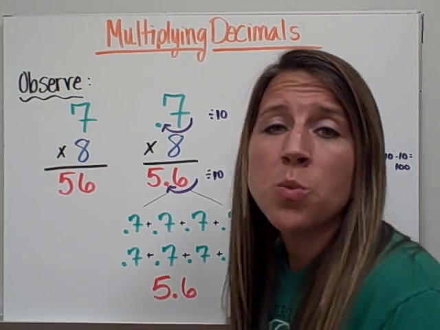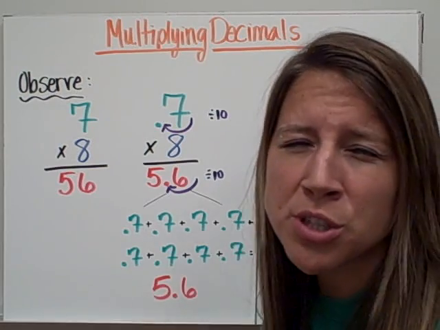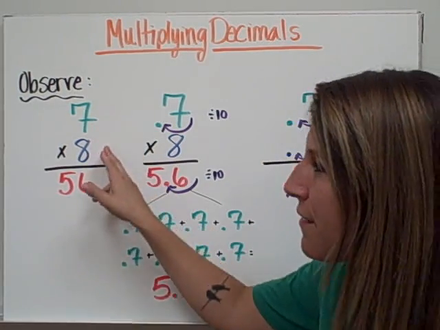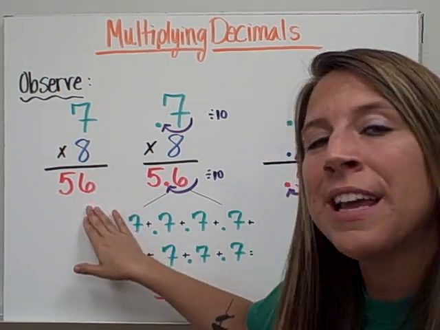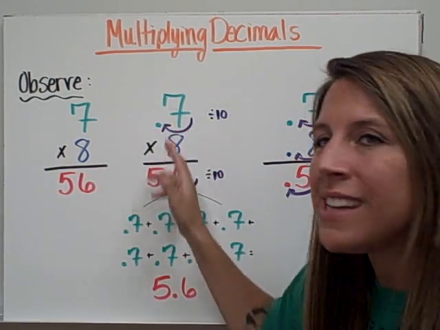In this lesson, we're going to work on multiplying decimals. When we begin, I first want you to just observe this pattern. When I multiply 7 times 8, I know I get 56. As this progresses, I add 1 decimal place to each number.